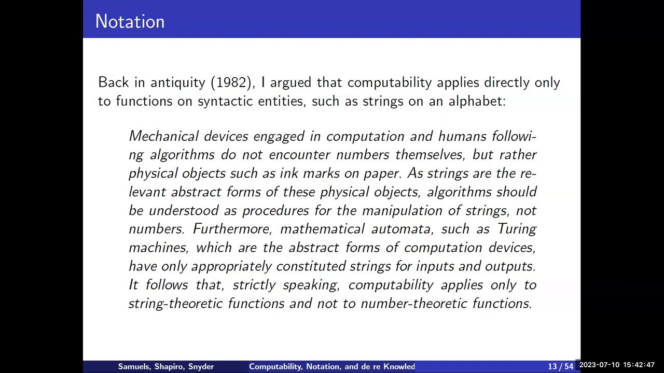So here's a quote from my previous self, from my ancient self. Mechanical devices engaged in computation and humans following algorithms do not encounter numbers themselves, but rather physical objects such as ink marks on paper. As strings are the relevant abstract forms of these physical objects, algorithms should be understood as procedures for the manipulation of strings, not numbers. Furthermore, mathematical automata such as Turing machines, which are the abstract forms of computation devices, have only appropriately constituted strings for inputs and outputs. It follows that, strictly speaking, computability applies only to string theoretic functions and not to number theoretic functions.